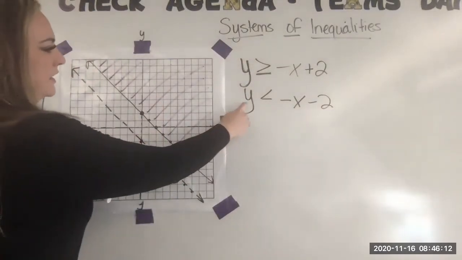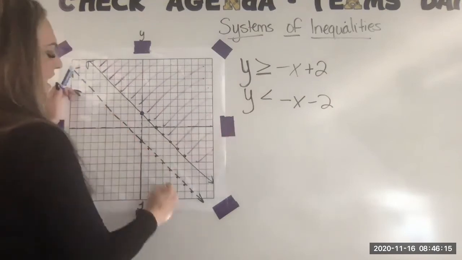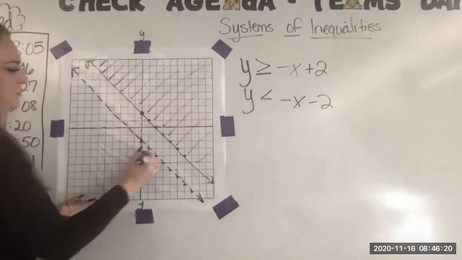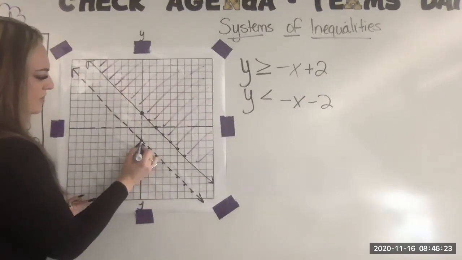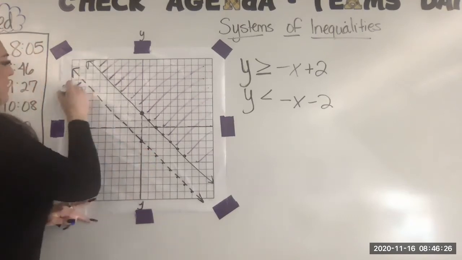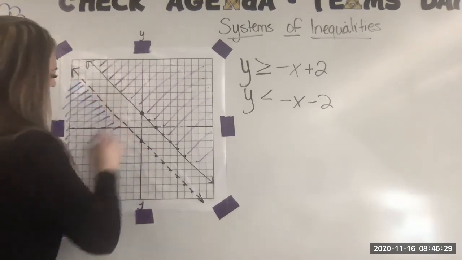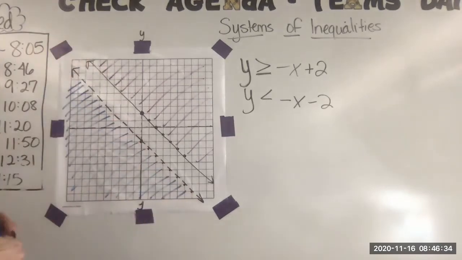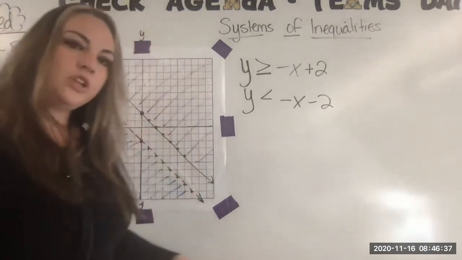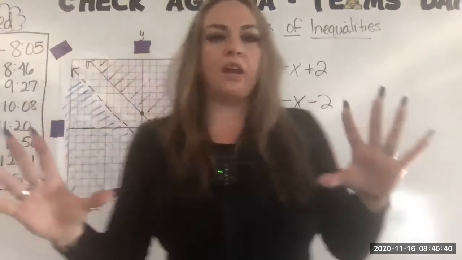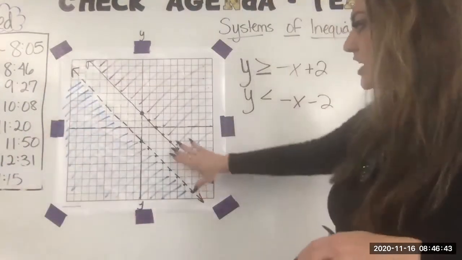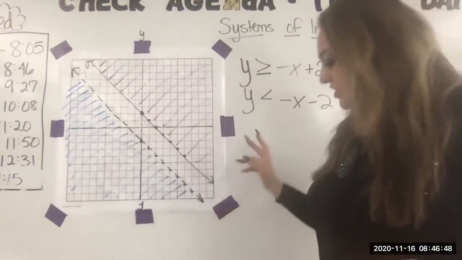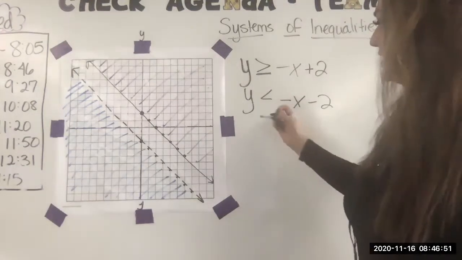Now the y is less than this line, okay? So that means that we're shading this way. Here's our y-axis. We want y values less than this y-intercept. So we're actually going to shade this way. Now, remember, with a system of inequalities, we're looking for where the shaded areas overlap. These shaded areas don't overlap, right? They are going opposite directions, which does mean then that this one has no solution.